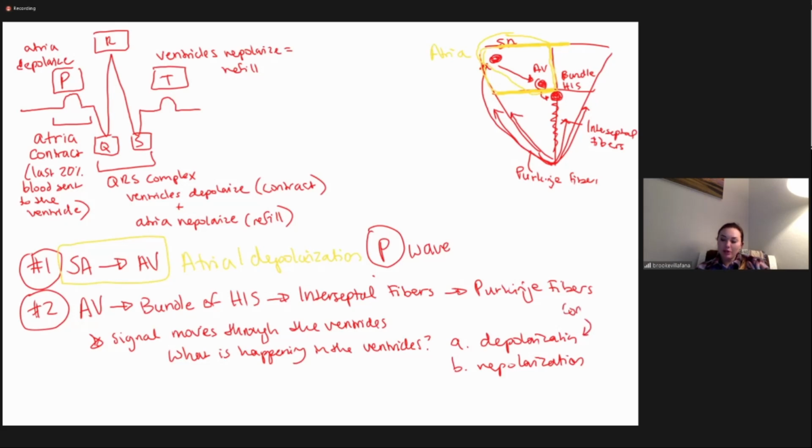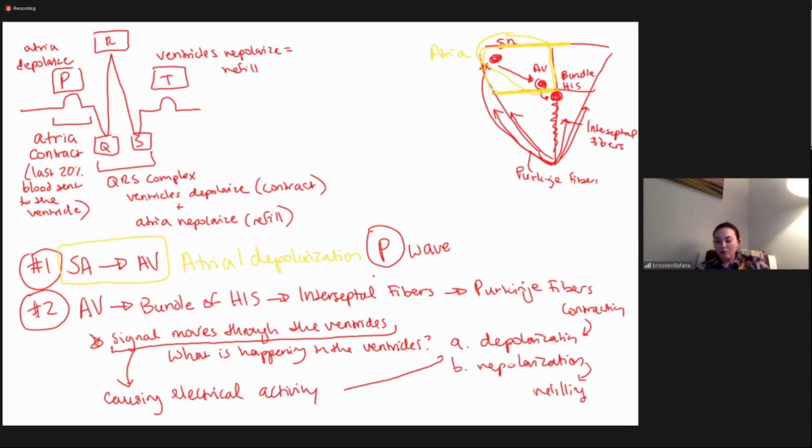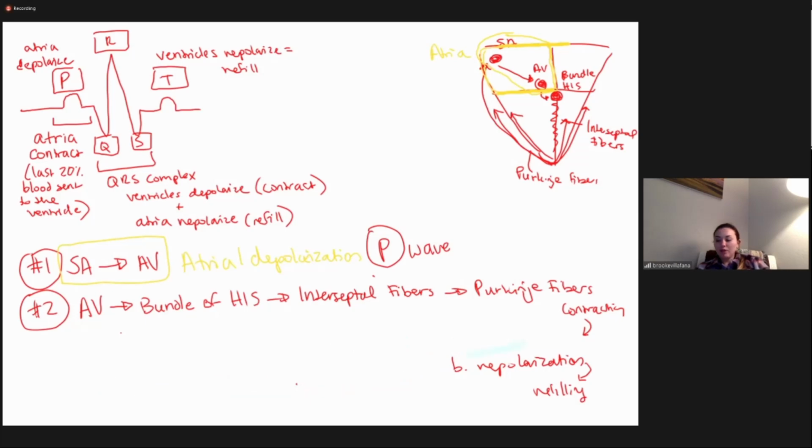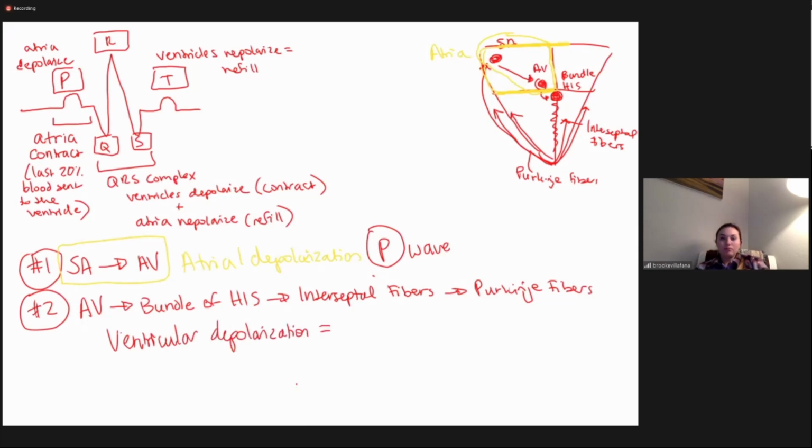So depolarization is contraction, repolarization is refilling. Good, right? So a signal moving through the ventricles is causing electrical activity. If it's causing electrical activity, it's causing depolarization. All right, so the AV to the bundle of His to the interseptal to the Purkinje moves through the ventricles. What that means is that we have ventricular depolarization. If we have ventricular depolarization, which phase are we in? QRS, right? Good. QRS complex.